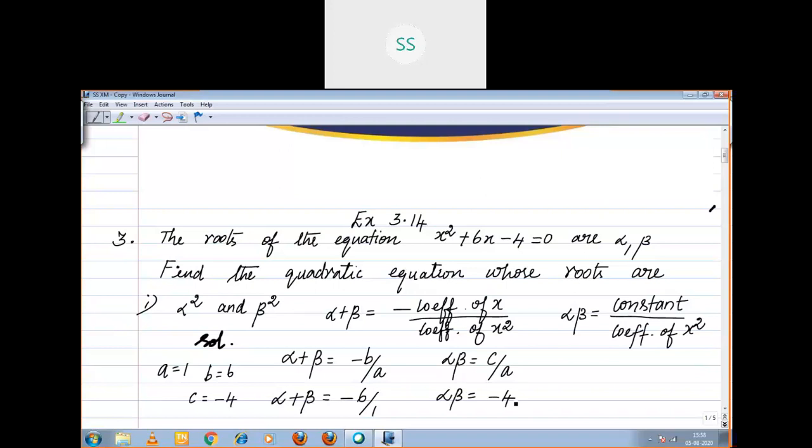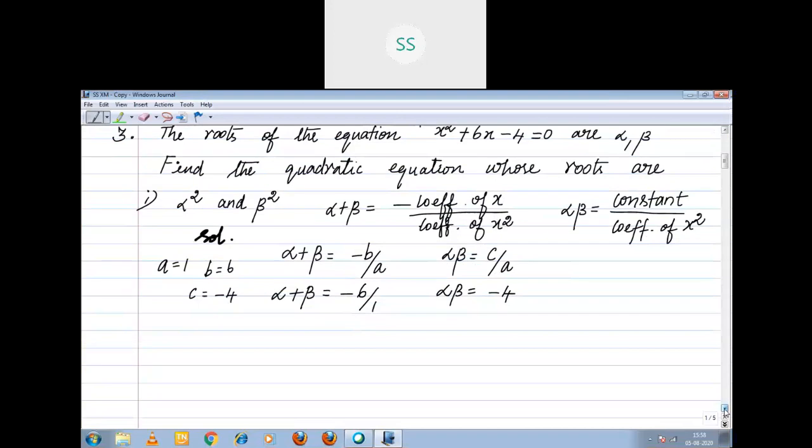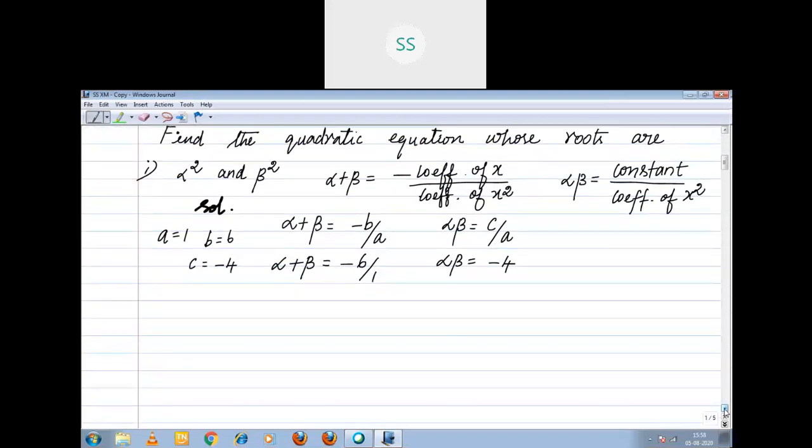Now, they said the two things that you are going to consider as roots. How to use that? See here, one is alpha square, another one is beta square. Sum of its roots is equal to alpha square plus beta square. One root is given as alpha square, another root is given as beta square. Now we are going to apply the identity for alpha square plus beta square.